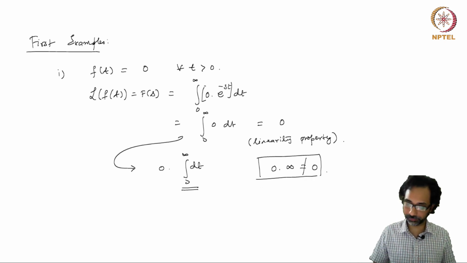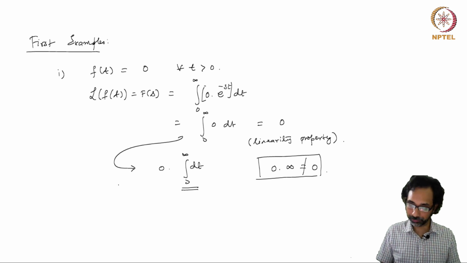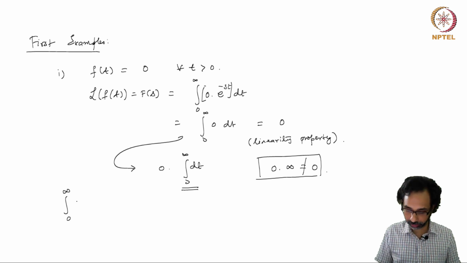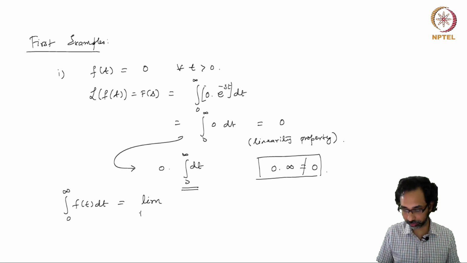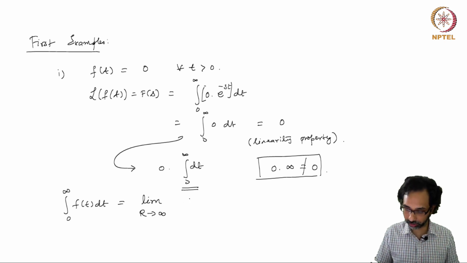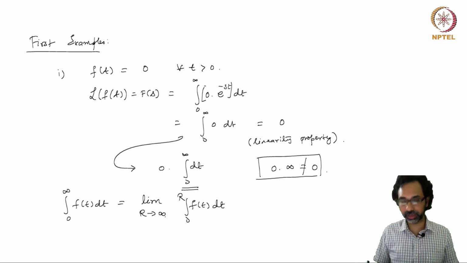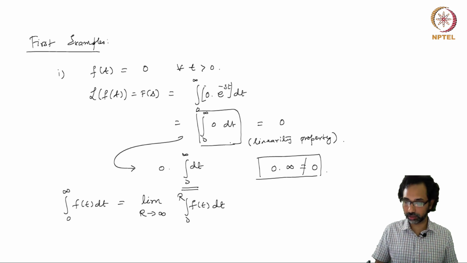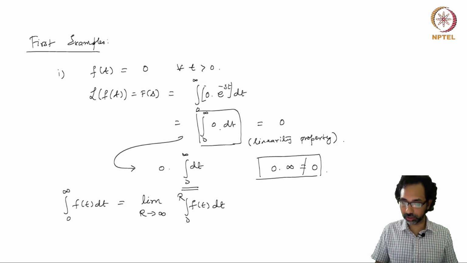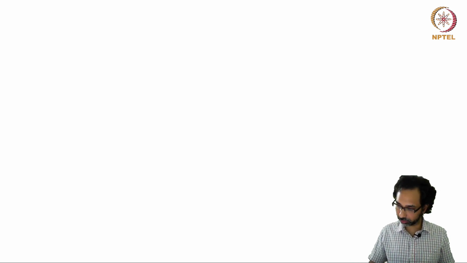So what we do here is the following: any integral of this form, the integral of f(t) dt, is by definition the limit as r goes to infinity of the integral from 0 to r of f(t) dt. So now we will use this formula with the limit concept to evaluate the integral of the function 0 from 0 to infinity. So let's see how this is done.